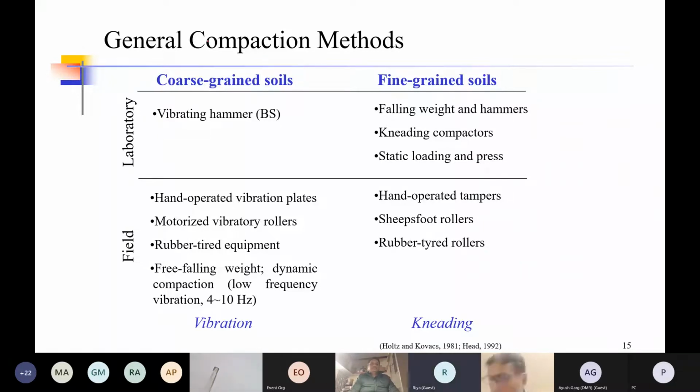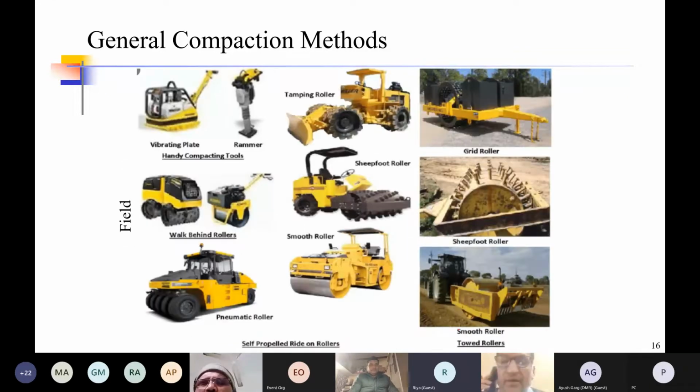So that's what you can see here. For the coarse grained soil, all of the techniques basically form the basis of vibration. While the fine grained soil like clays or silty clay or clay silt mainly take help of kneading action. Kneading action is somewhat the way we knead the dough, the flour, the atta. So that is the kneading action. That kind of compaction action is best for fine grained soil. How exactly that is imparted, I think many of you must be aware about how exactly this kneading action is imparted for clay soils.